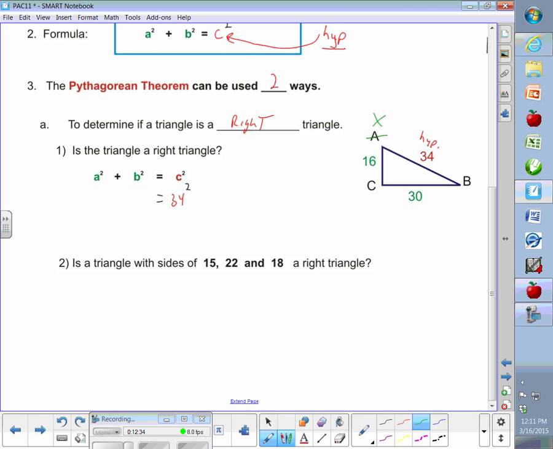Our triangle could be X, Y, Z. It could be anything. And in reality, the A and B's don't matter as long as you understand they're the legs. Technically, with us, the A, little a, is across from 30. But as long as you use the legs on this side, you can interchange A and B. And then we got to square the 16.